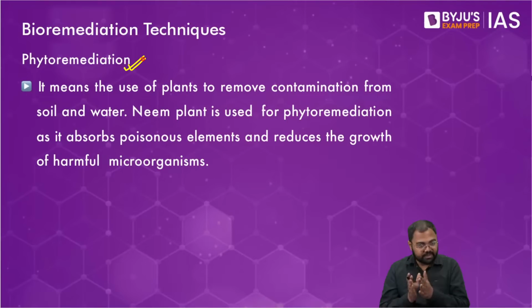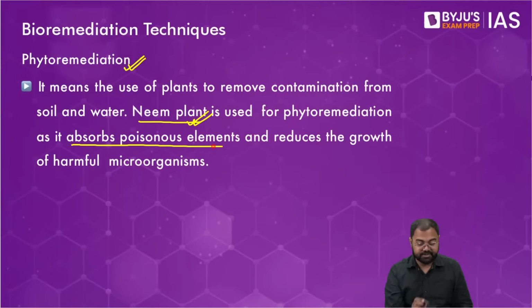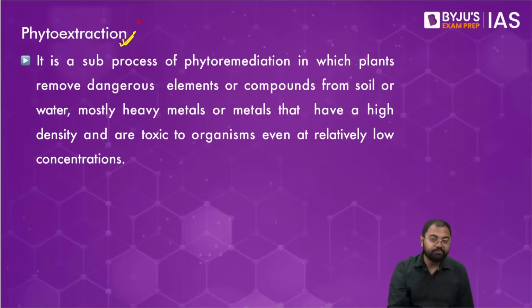But there are plants, there are trees which go beyond this. For example, there are plants and trees which are known for their medicinal properties. They are known for their cleaning properties. For example, the neem. We know that neem plant is a very good example of phytoremediation, because it is able to absorb the poisonous elements and reduces the growth of harmful microorganisms. So naturally this is something that can be used for phytoremediation.